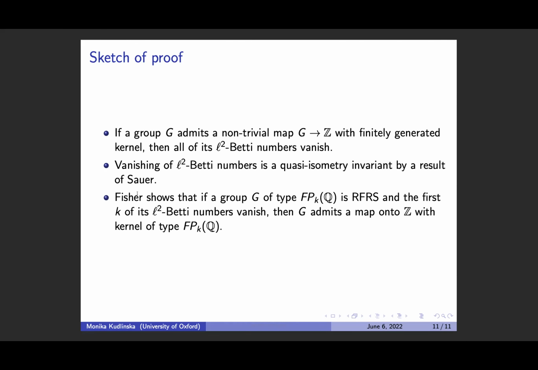And finally, the last piece of the puzzle is a result of Sam Fisher, whose talk I'm advertising. He will talk here on Wednesday, in fact, about this result. He showed that any group that has this homological finiteness property of being of type FP_k over Q, and I'm not going to say what this means, if it fibers and the first k of its L2 Betti numbers vanish, then G fibers. So then G admits a map onto Z with kernel of type FP_k over Q, in particular finitely generated.